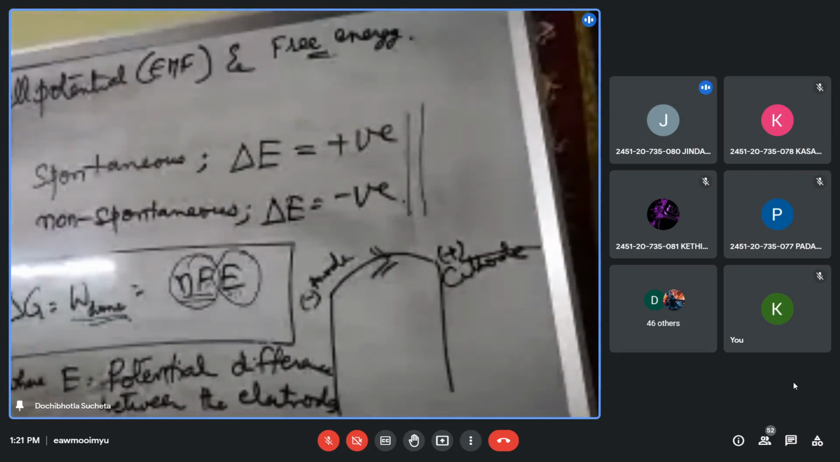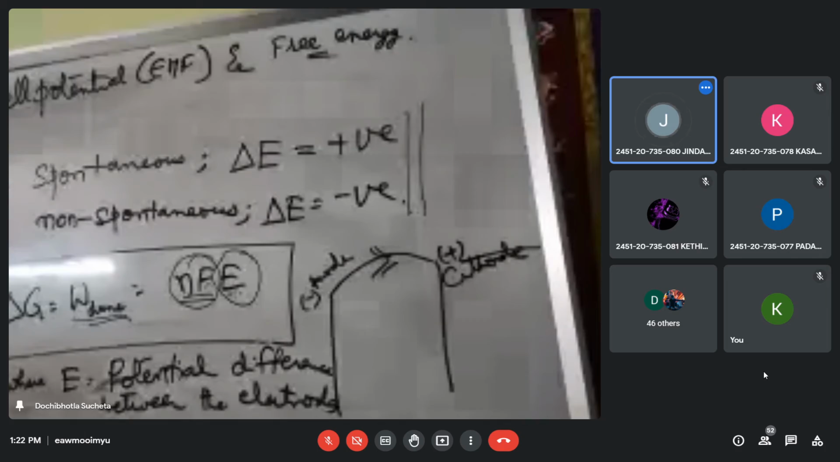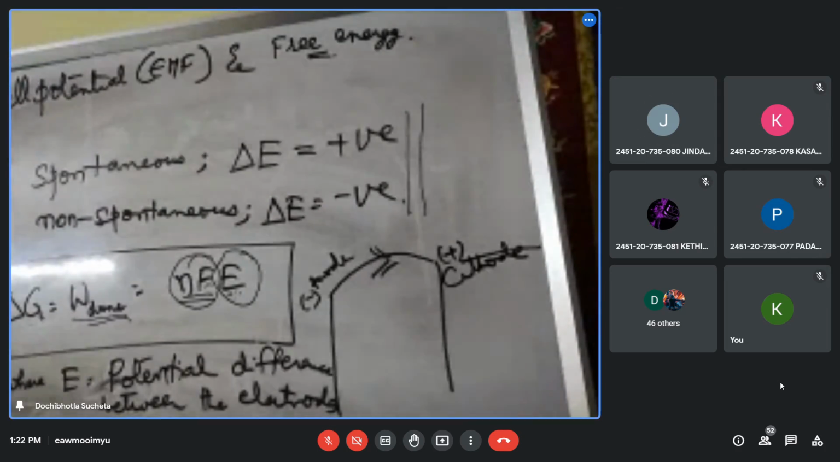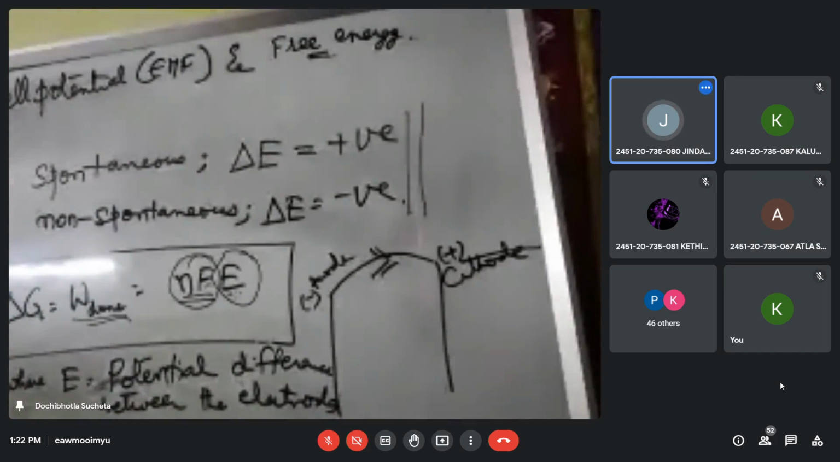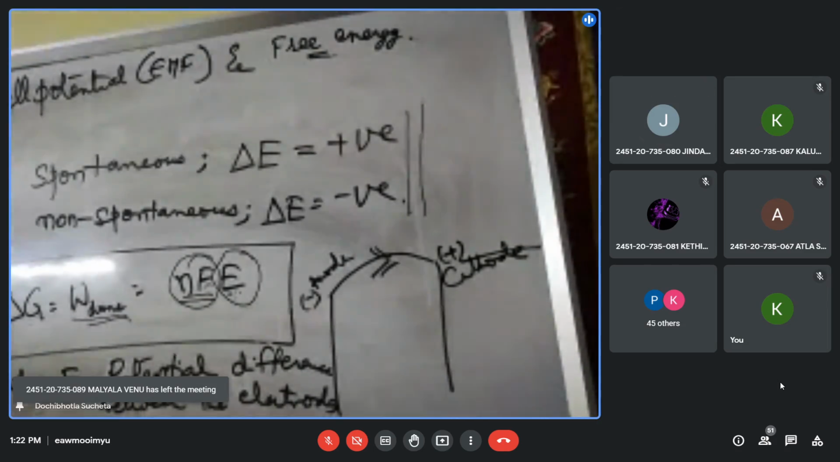Ma'am, in which combination is the cell value maximum? Zinc-copper, iron-lithium, or silver-copper? Ma'am, iron and lithium. What is the cell value? 2.61 volts. Is that correct? Yes, ma'am. When copper and silver are combined, the value is 0.46 volts. And when iron and copper are combined, it is 1.1 volts. Okay.